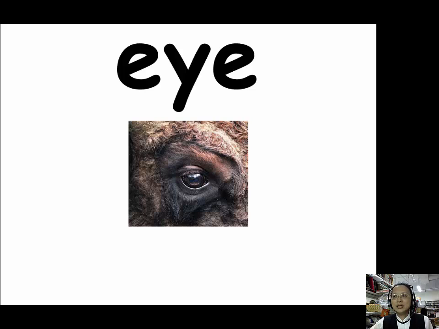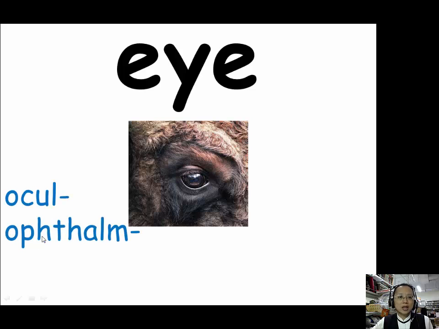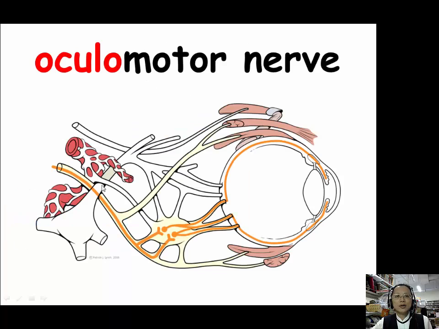When we talk about things that are related to our eye, we use two prefixes, ocul, O-C-U-L, and O-P-H-T-H-A-L-M. Let's see our example. Our example for O-C-U-L or O-C-U-L-O is oculomotor nerve. The oculomotor nerve in this picture is drawn as a yellow or orange line. The oculomotor nerve is the third cranial nerve.